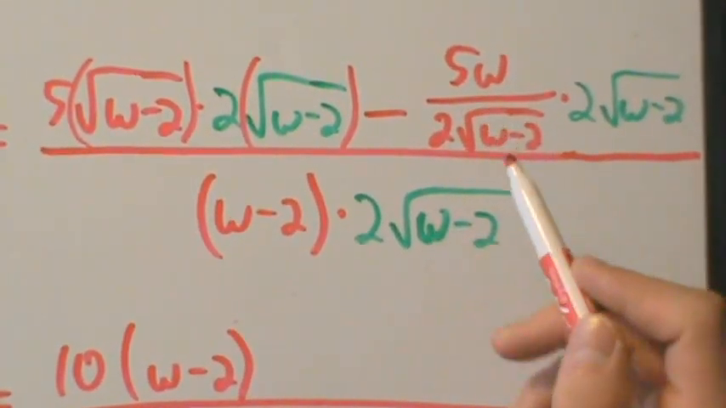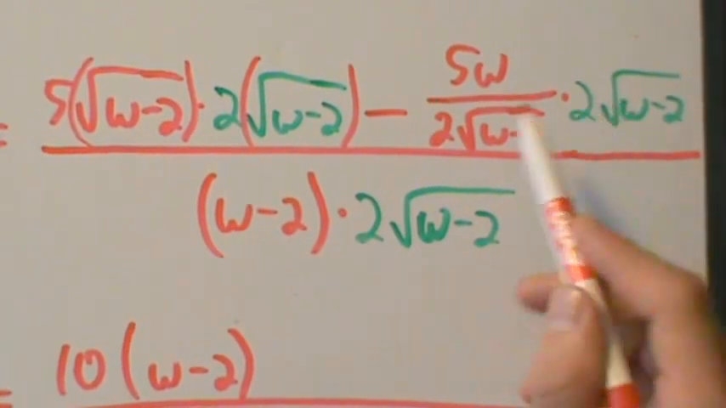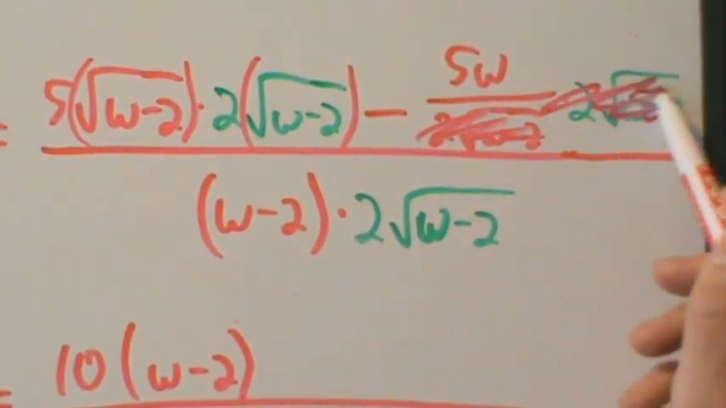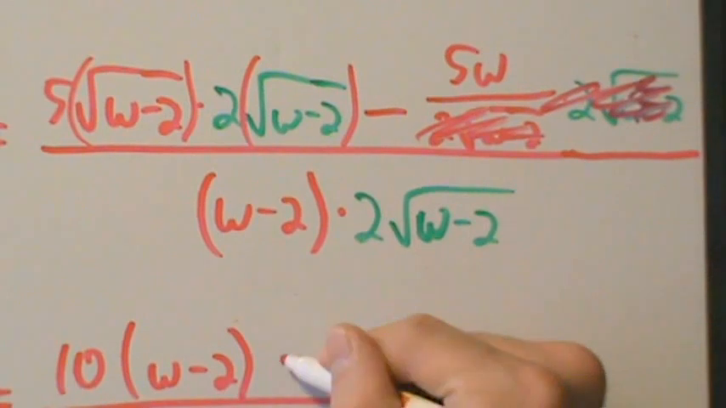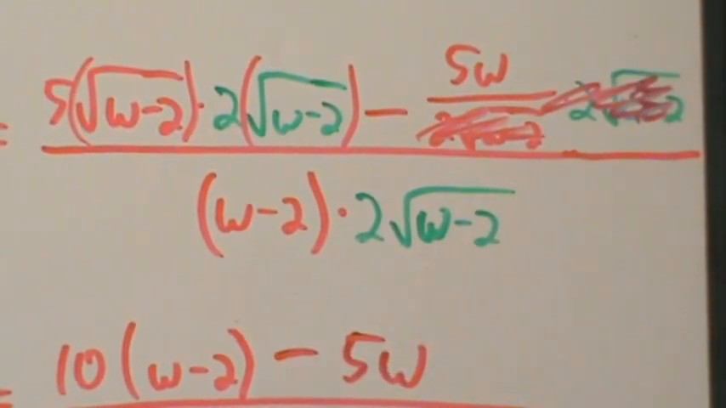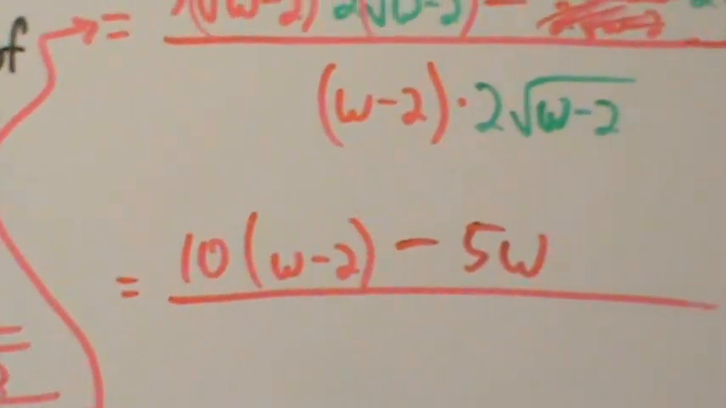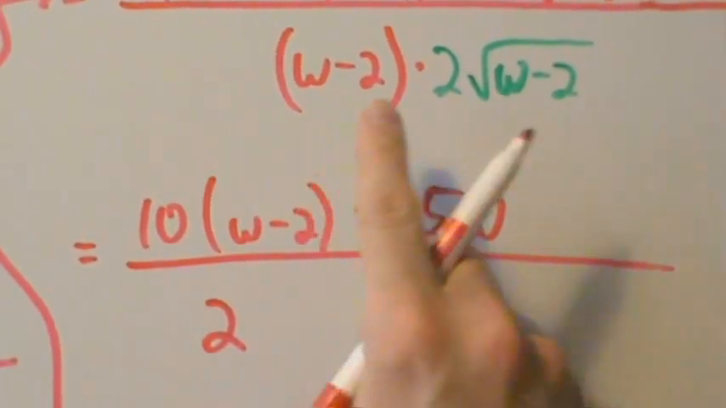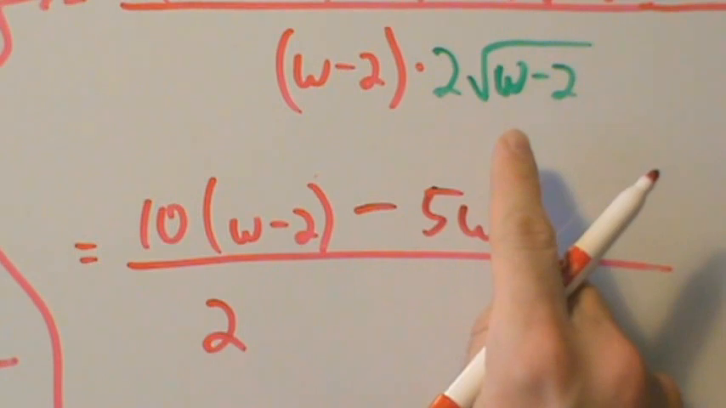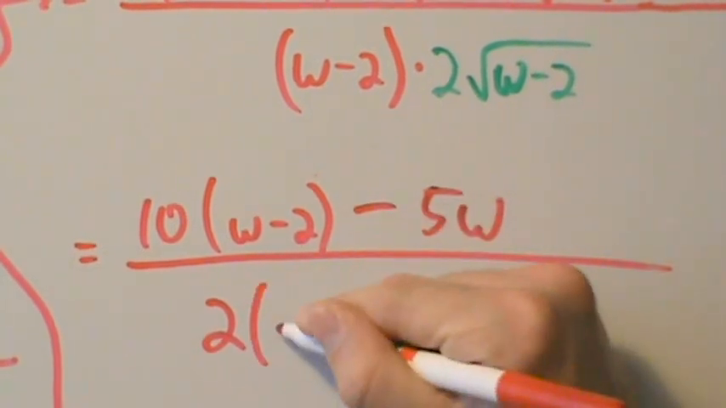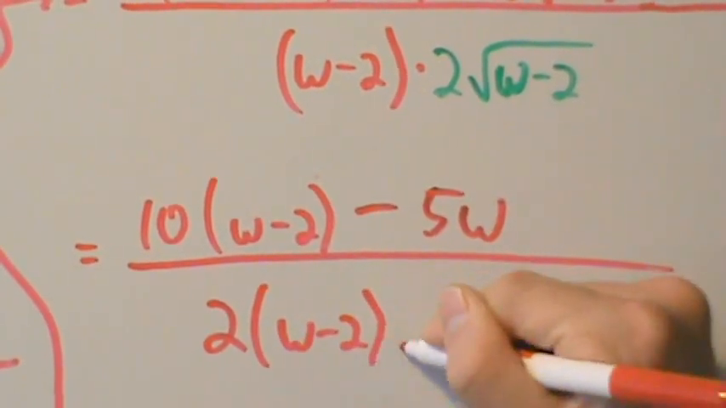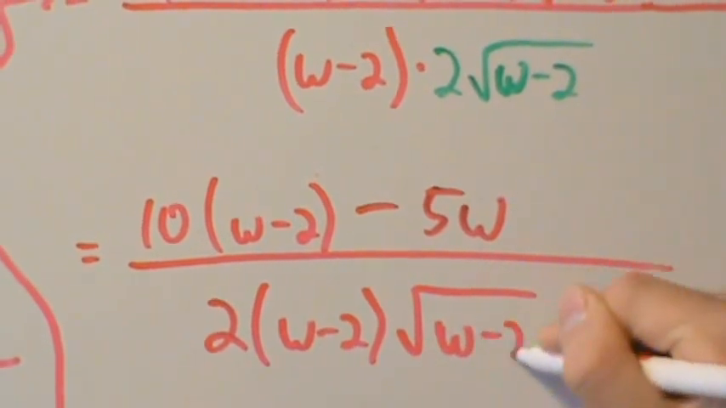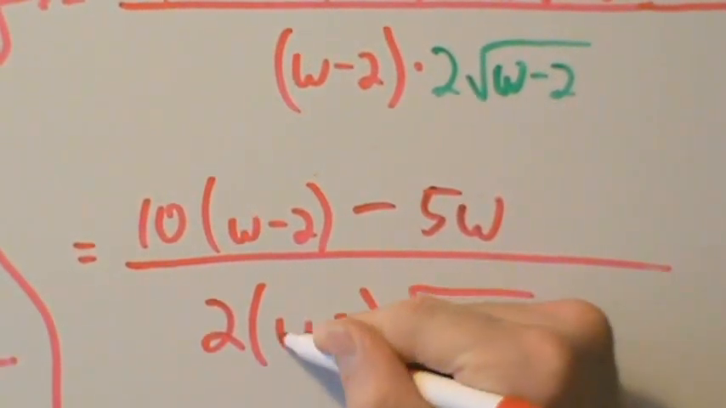And then over here, this is nice. This is why we did what we did, so that this will cancel here. 2 root w minus 2 and 2 root w minus 2 cancel, and then we just have minus 5w. That's beautiful. All right, now on the bottom, if you have w minus 2 times square root of w minus 2, let's just go ahead and leave it like that for now, because it's actually not really going to matter.